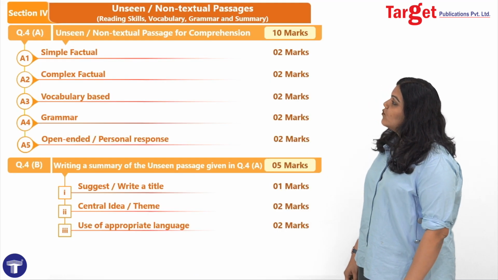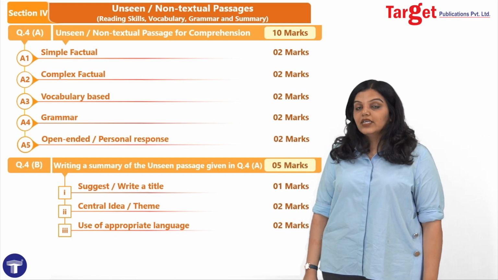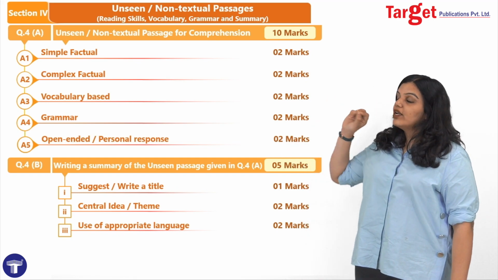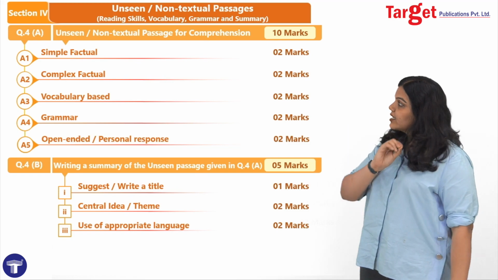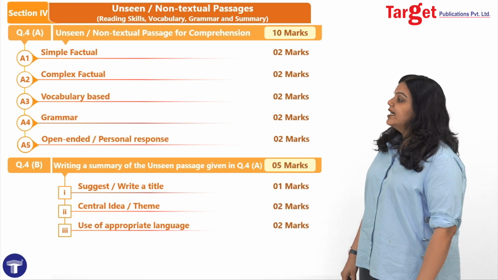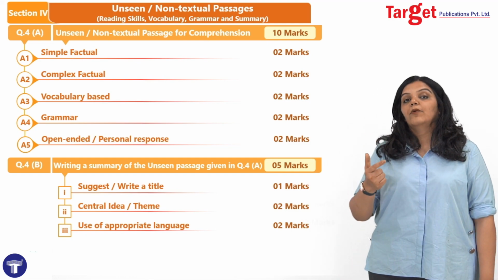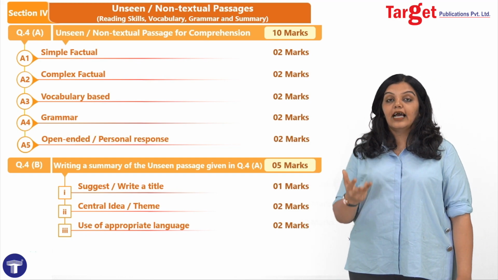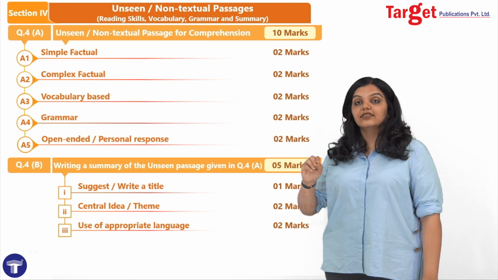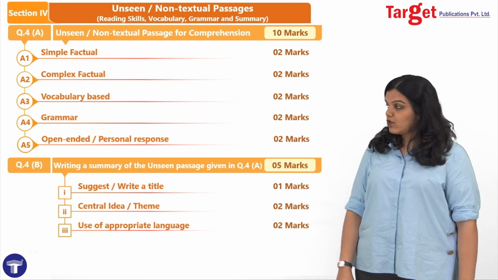Now finally, let's move on to question 4. In question 4, you will see question 4A is an unseen or a non-textual passage based question. In this again you have the 5 different types, that is the simple factual, complex factual, vocabulary based, grammar based, and finally the open-ended or the personal response type of questions.